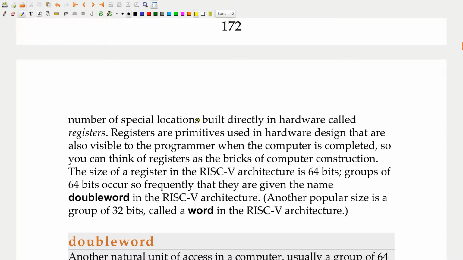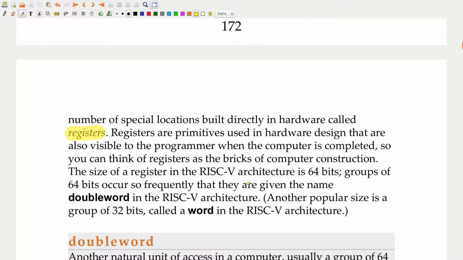So there's some special locations built directly into the hardware called registers. These are those things that we're storing variables into. So registers are primitives used in hardware design that are also visible to the programmer. So if you're doing something in C, you can actually call assembly instructions directly. The size of a register in RISC-V is 64 bits. Okay, it's 64-bit. That's pretty good.